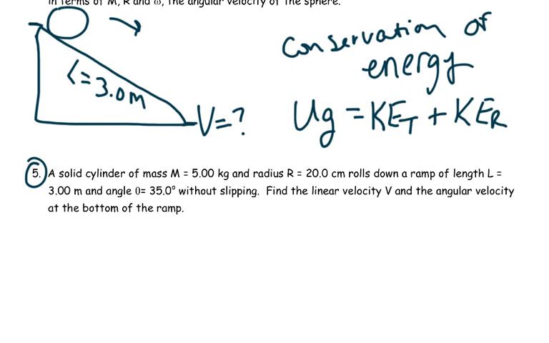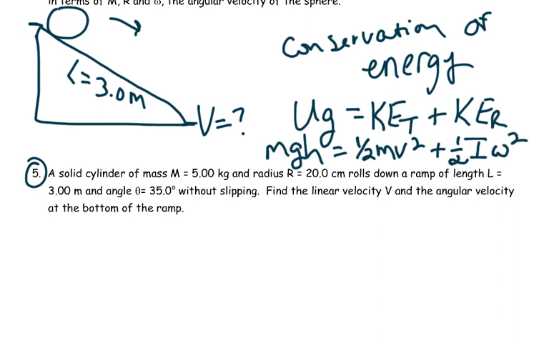All right, so what is the equation for gravitational potential energy? mgh. And translational kinetic energy? 1/2 mv squared. And rotational kinetic energy? 1/2 I omega squared, where I is the rotational inertia or moment of inertia, and omega is the angular velocity. Okay, so there's our expression.